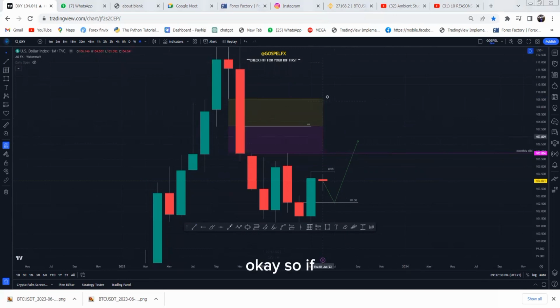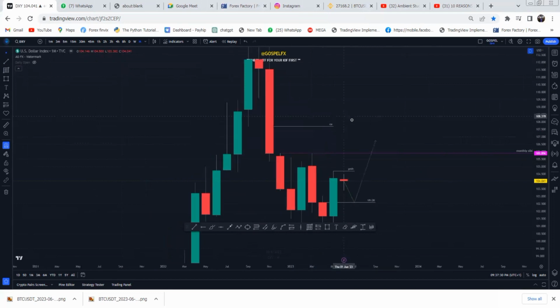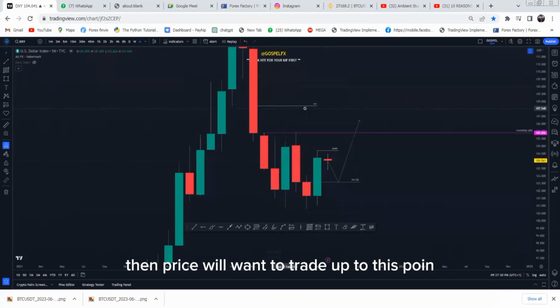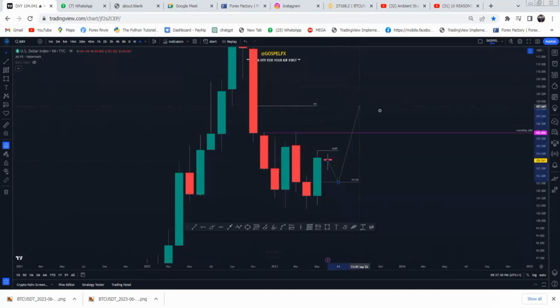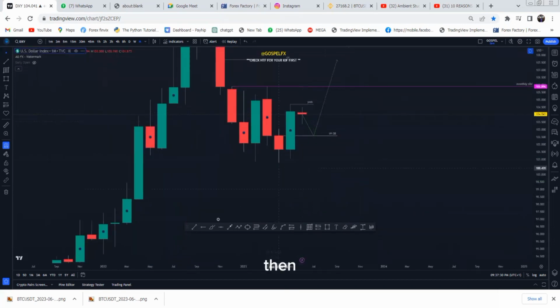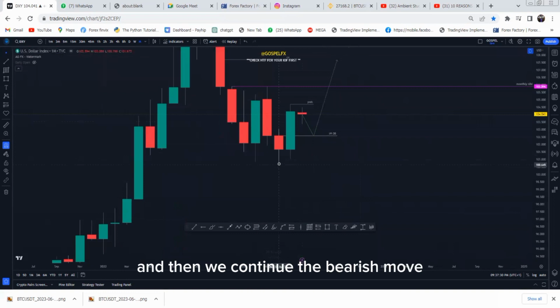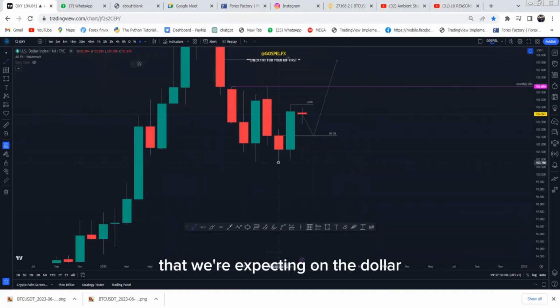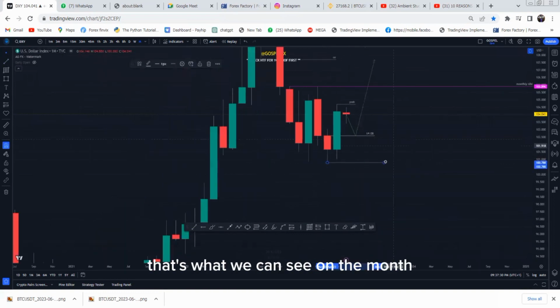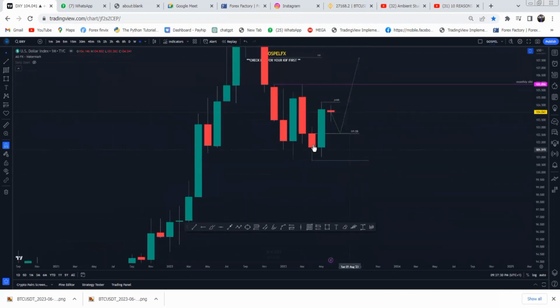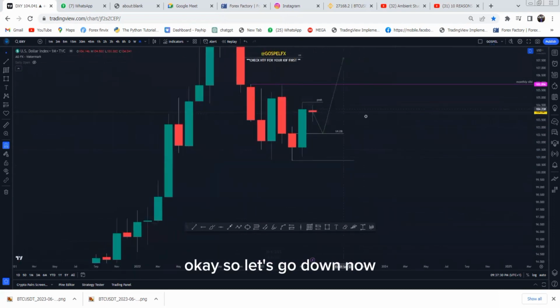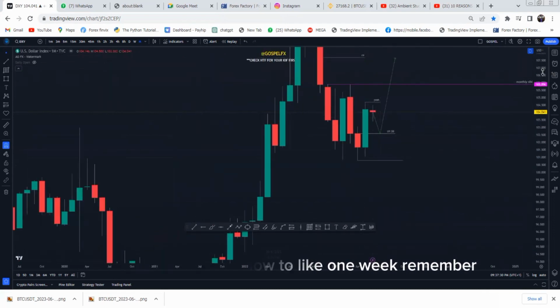So if the previous monthly high is taken, then price will want to trade up to this point. But if it is not taken, then we want to see price trade lower, and then we continue the bearish move that we're expecting on the dollar. That's what we can see on the monthly chart for the moment. So let's go down now to like 1 week.